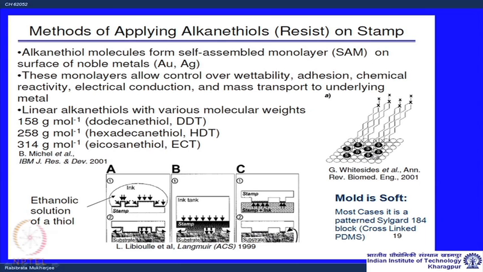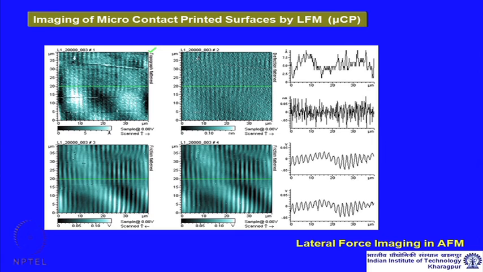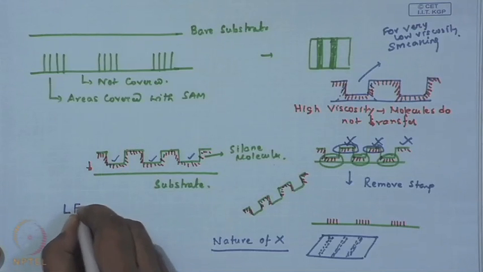So, this is how it looks. It is attached to the surface, and finally the effective wettability of the surface of a SAM layer coated surface is determined by the nature of the ligand X. The other important aspect, which we will take up in the subsequent lectures, is what is known as lateral force microscopy, which is important to image microcontact printed surfaces. This is just a quick trailer I would like to give you here.